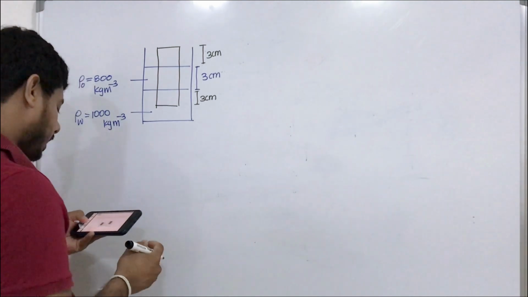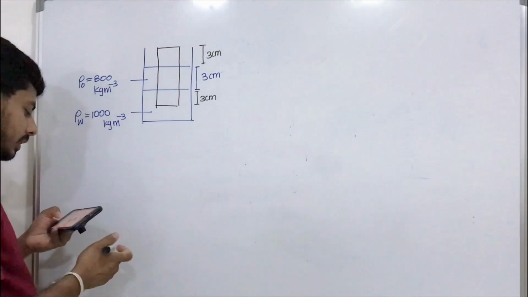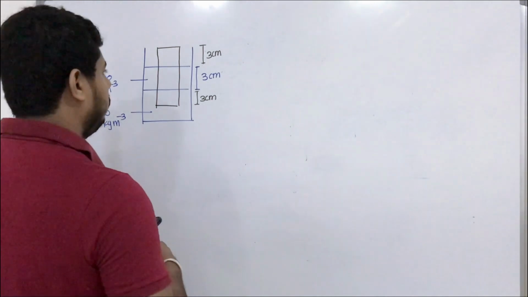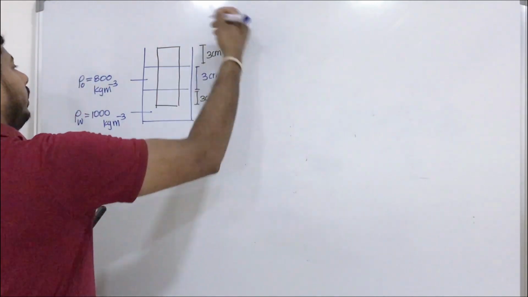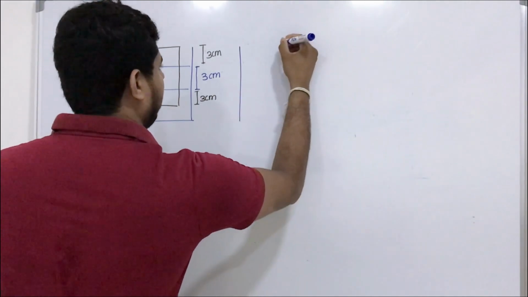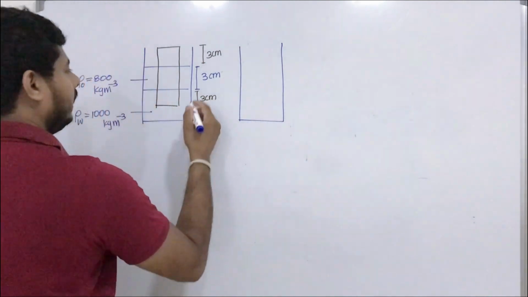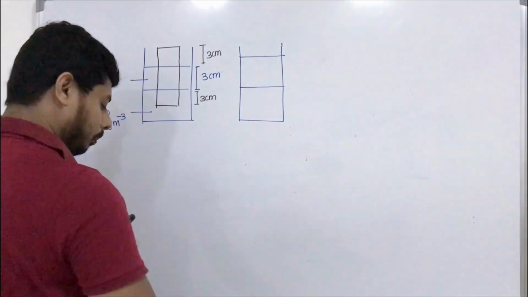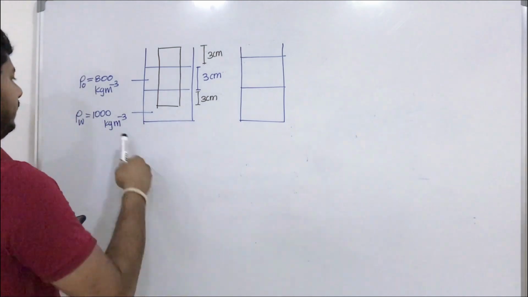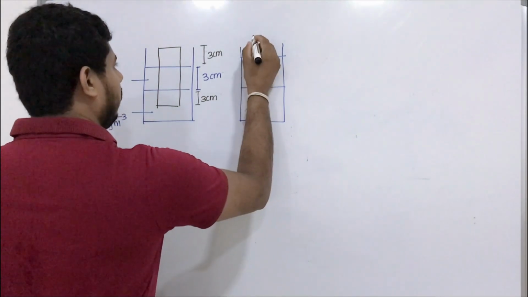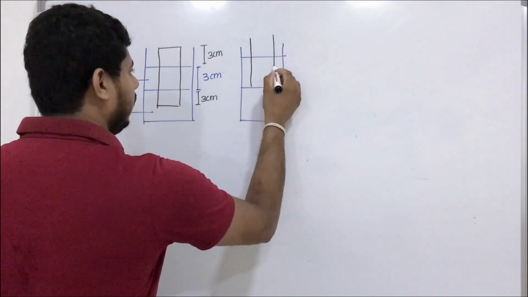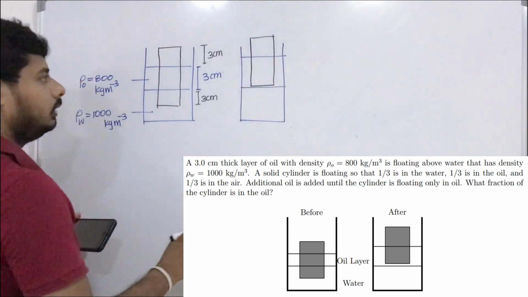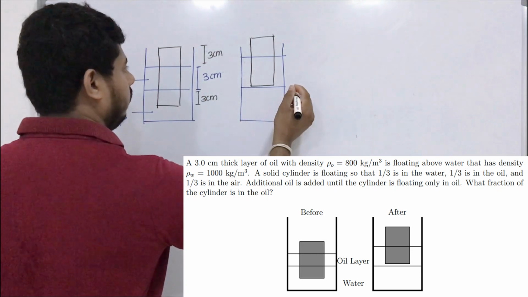The second part data. Additional oil is added until the cylinder is floating only in oil. What fraction of the cylinder is in the oil? Now we are gently putting some oil into the system. It is said that now the cylinder will move completely into the oil layer. The top layer is the oil because the density of oil is lesser than the density of water. So now the cylinder is like this. Now it is fully in the oil layer, no small portion in water, all the parts in oil now.